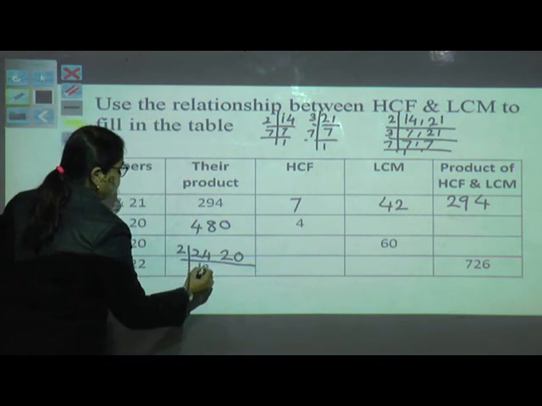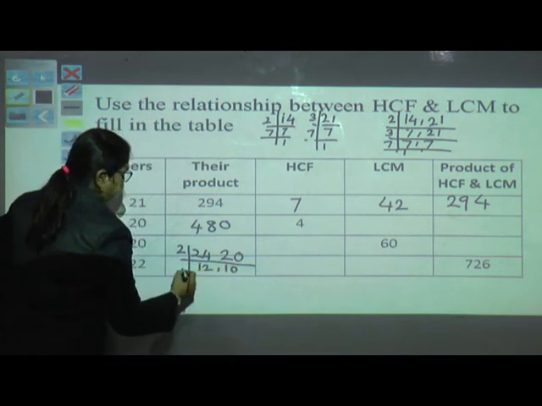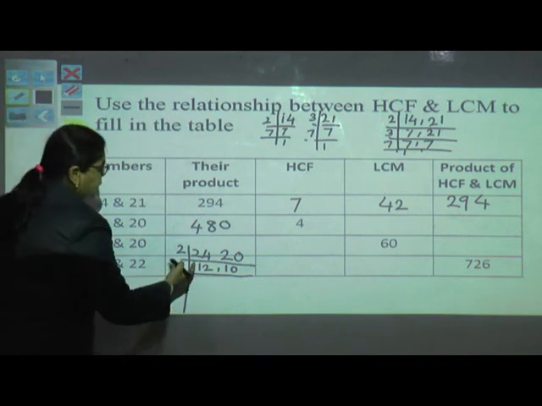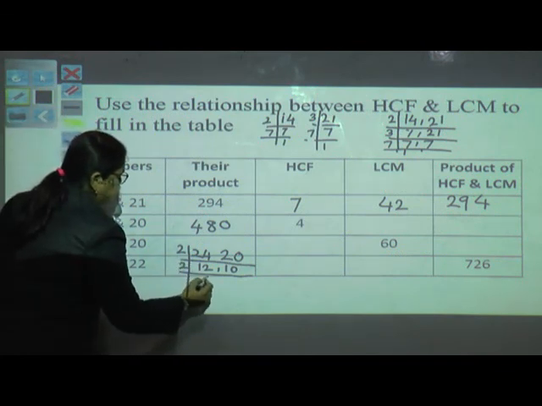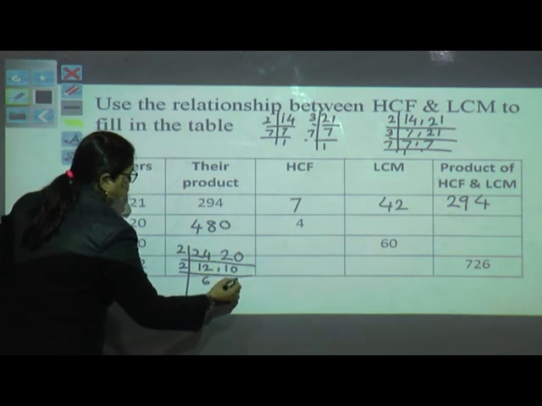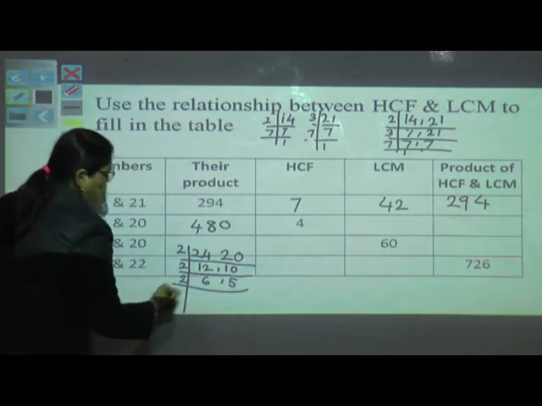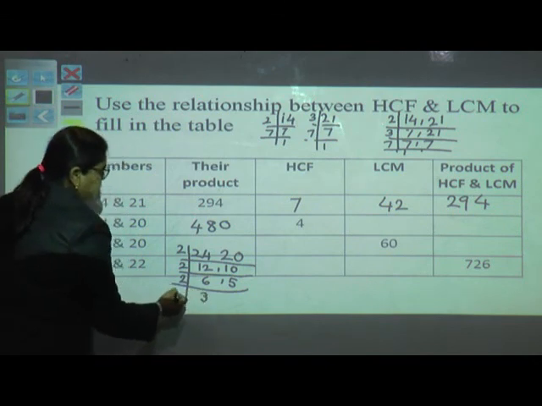2 12s are, this is 10. Because now we have done many examples, so you can do it directly. So again we will go for 2 6s are 12, and 2 5s are 10. 2 3s are 6, and 5 as it is.